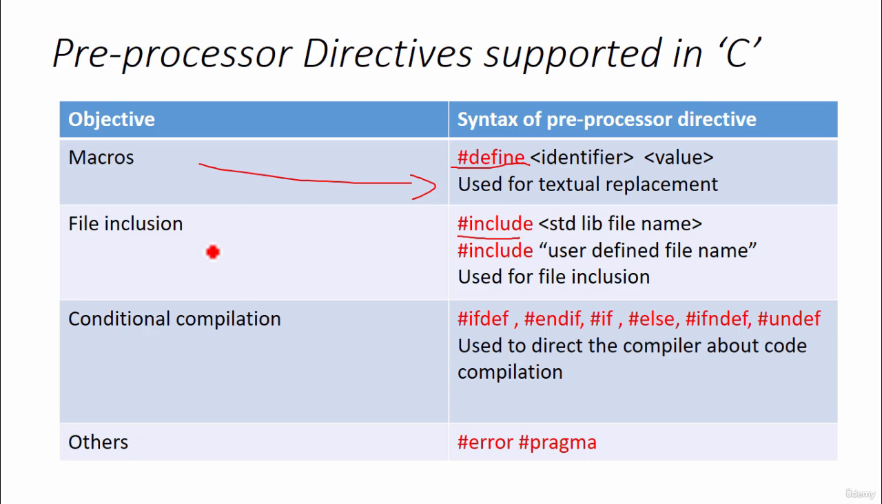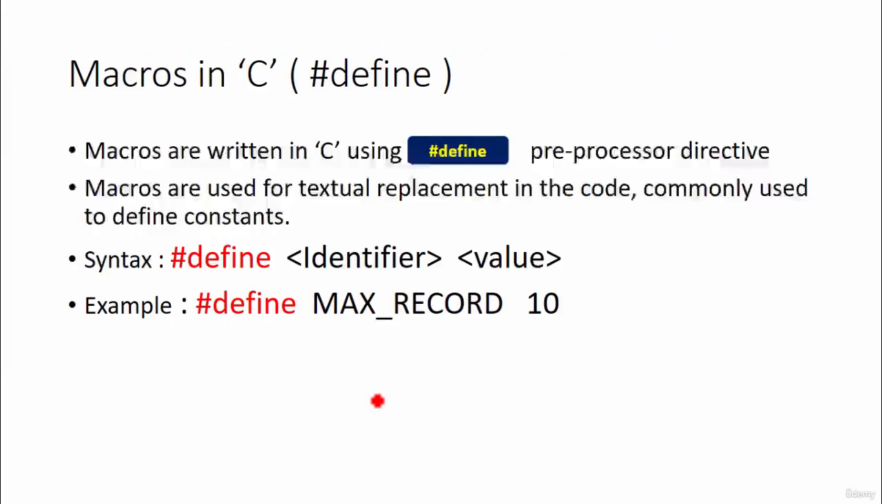And there are other preprocessor directives which are used for conditional compilation. Examples are #ifdef, #endif, #if, #else, #ifndef, #undef, etc. These are used to direct the compiler about code compilation. And there are other preprocessor directives such as #pragma and #error. Let's move forward. First, let's explore macros or #defines.